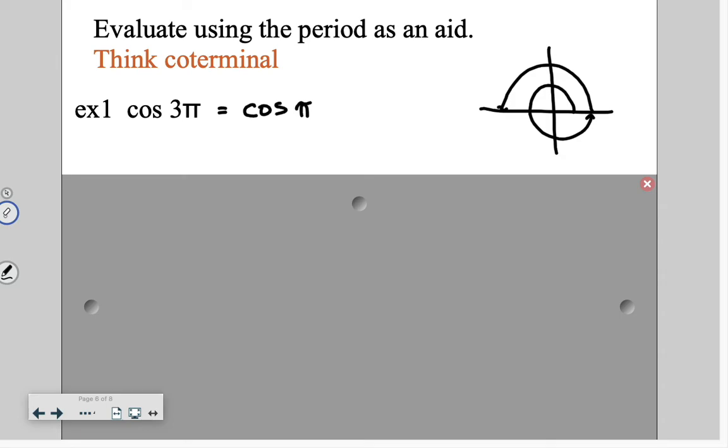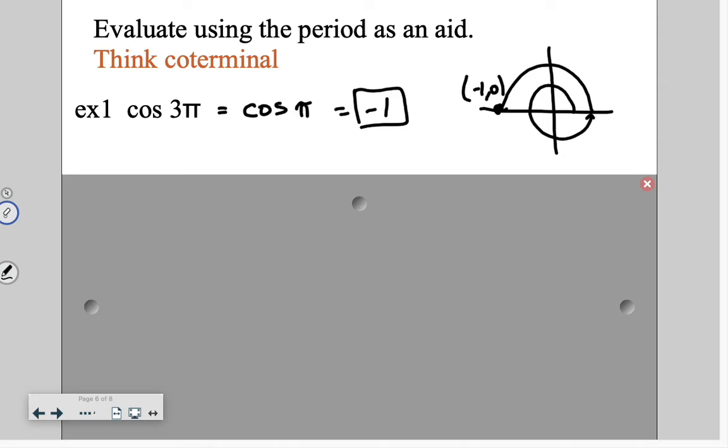We went all the way around plus another pi. I don't care about the all the way around. All I care about is the last part of it. Which means our coordinates right here are at -1, 0. So what's the cosine of 3 pi? -1. Thank you. The cosine of 3 pi is -1. The cosine of pi is -1.